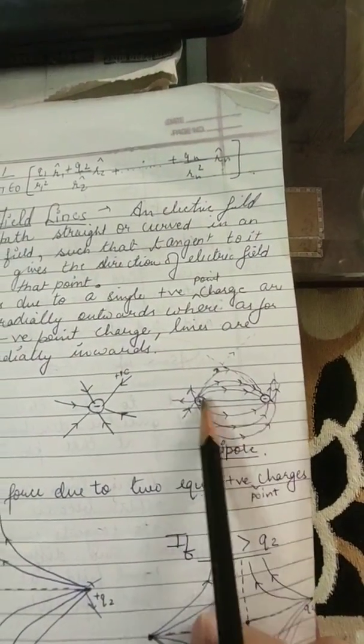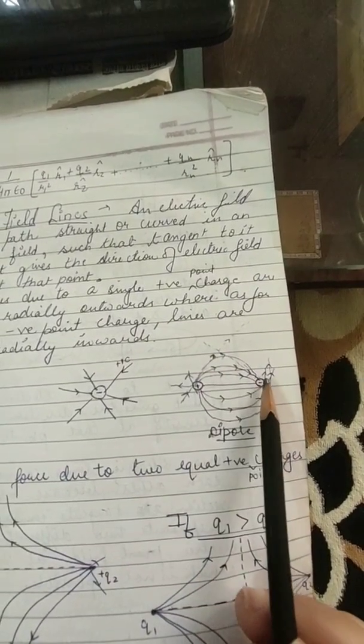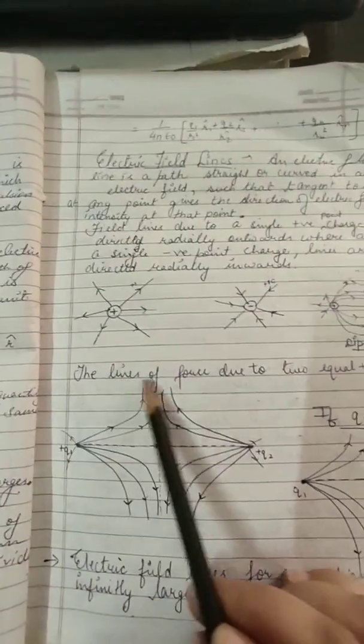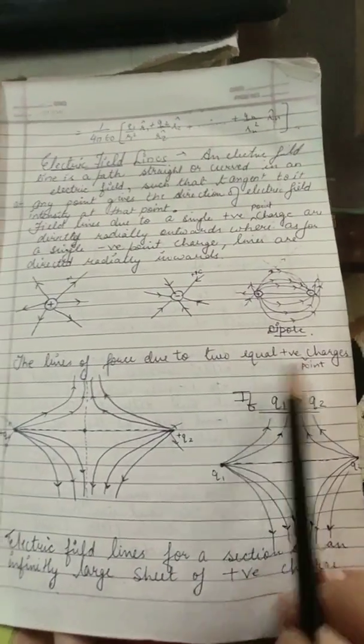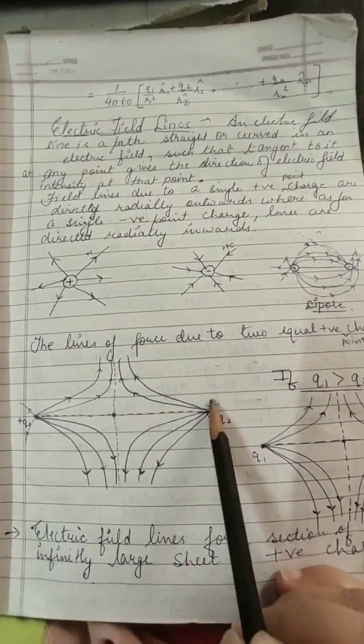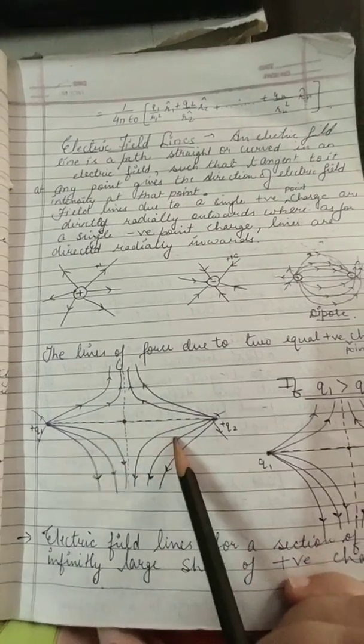If we are considering two charges, one positive and another negative, the direction of the electric field is from positive to negative, and at the negative it will be inwards, at the positive it will be outwards. The lines of force due to two positive charges. If we consider two positive charges, both directions will be outwards, meaning no attraction will be there.